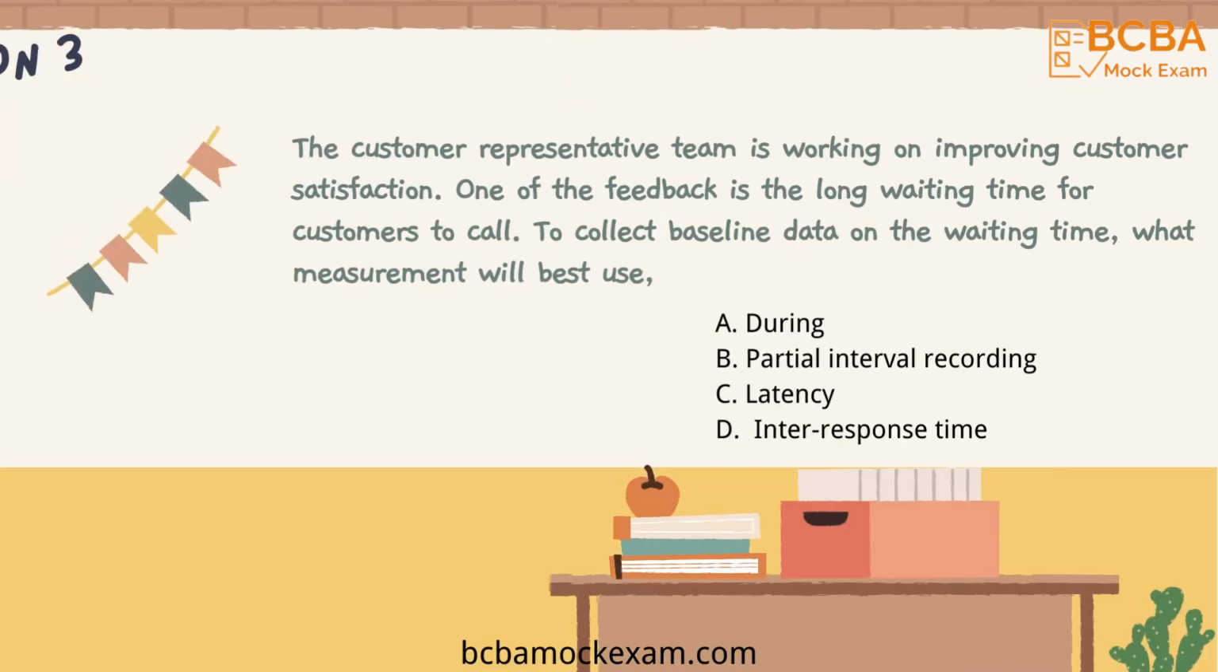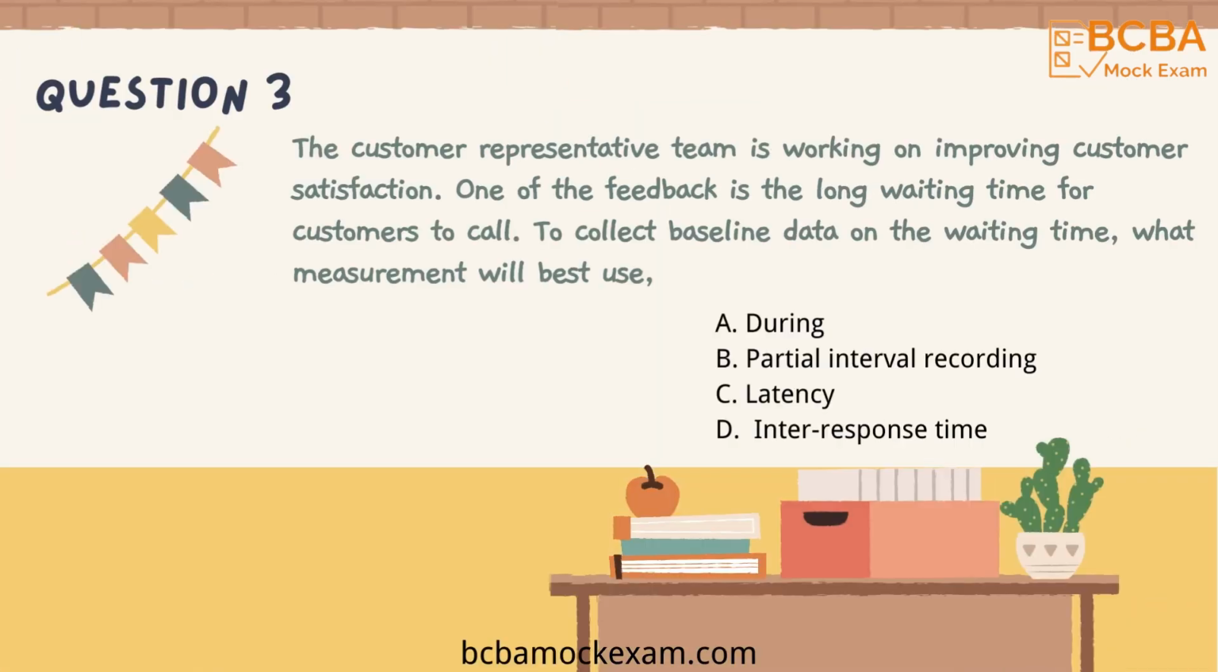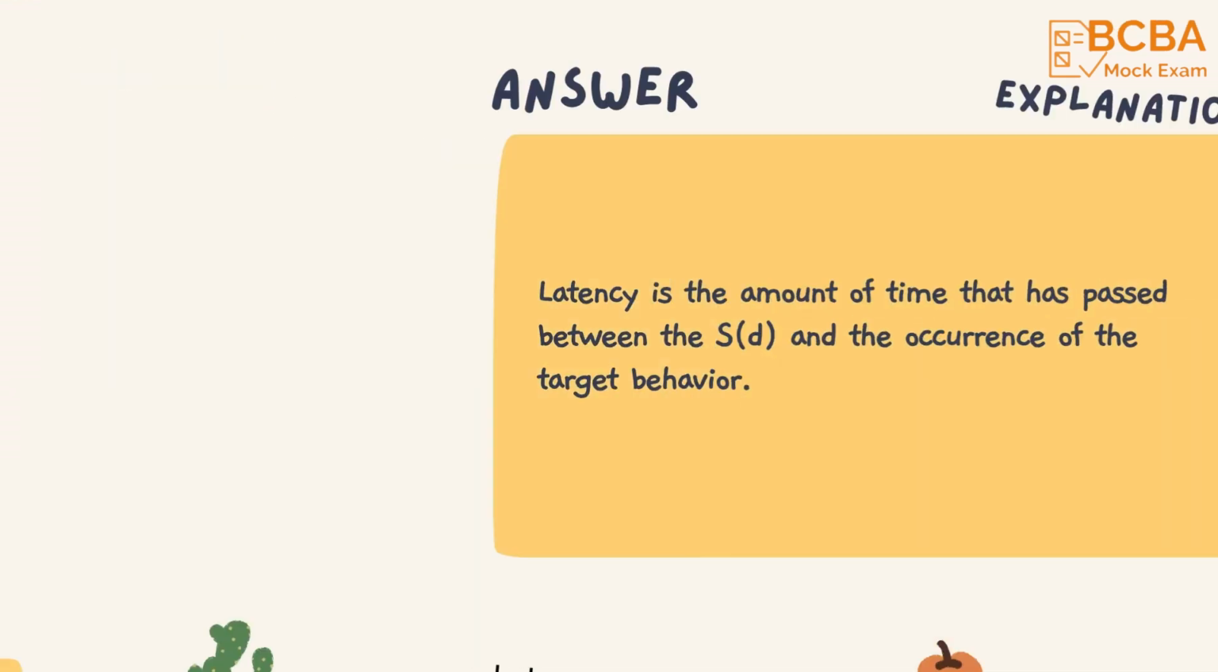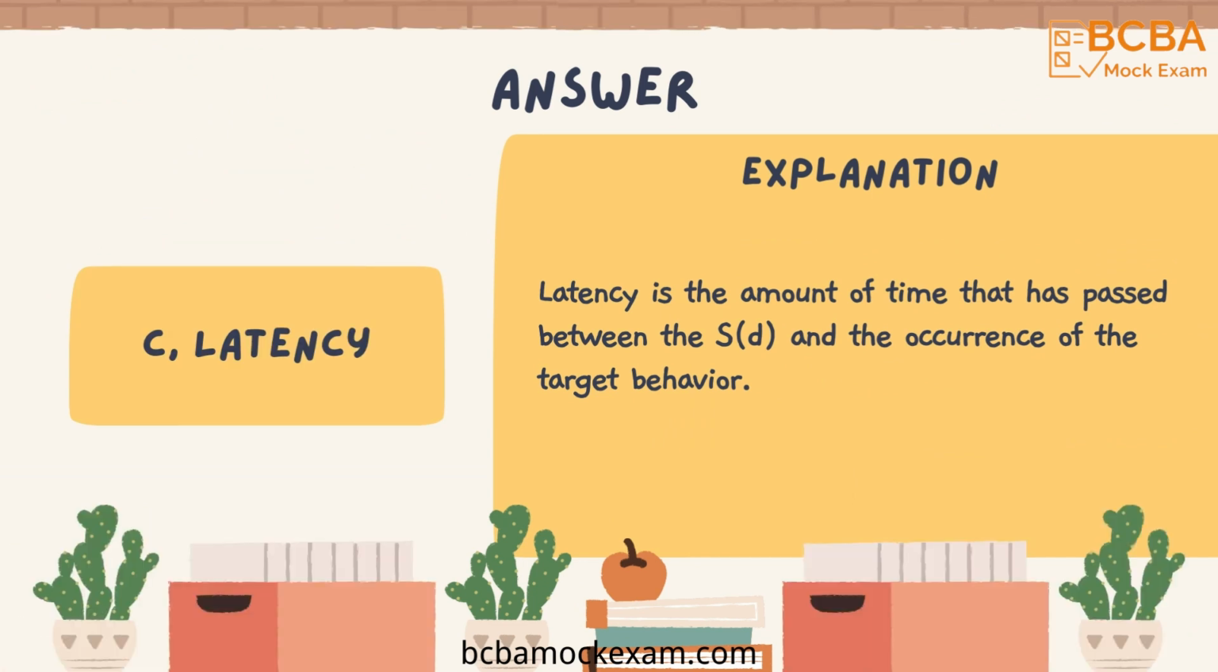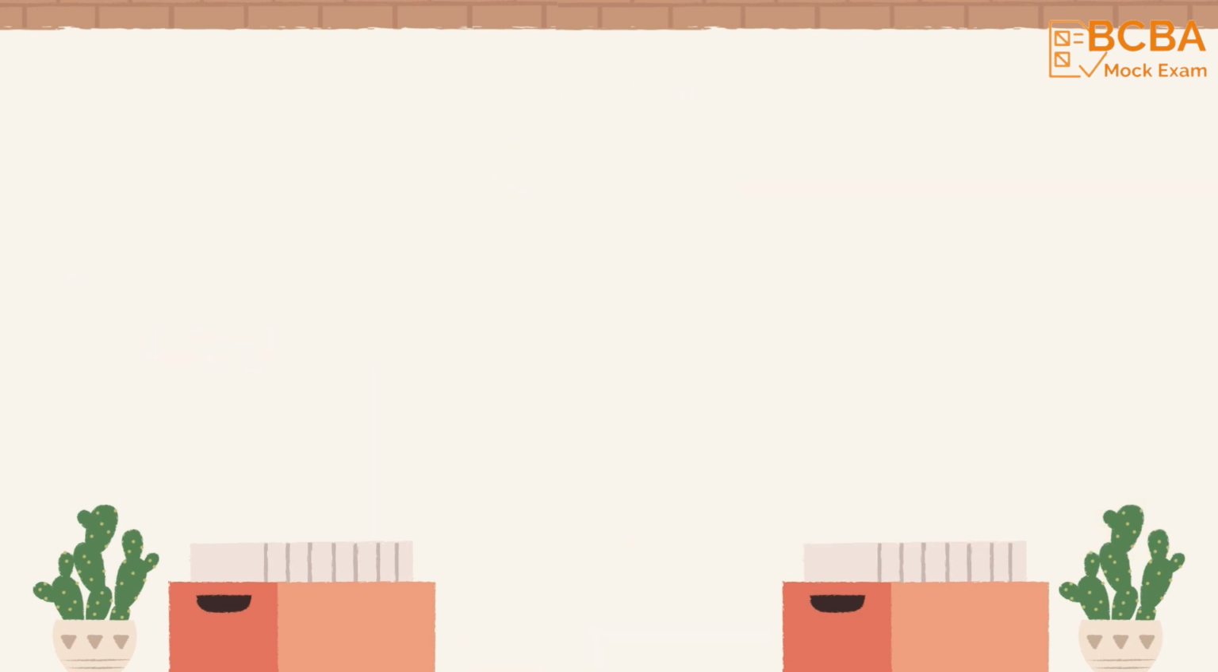Question 3. The customer representative team is working on improving customer satisfaction. One of the feedbacks is the long waiting time for customers to be called. To collect baseline data on the waiting time, what measurement would be best to use? A. Duration. B. Partial interval recording. C. Latency. D. Inter-response time. The answer is C. Latency. Latency is the amount of time that has passed between the SD and the occurrence of the target behavior.